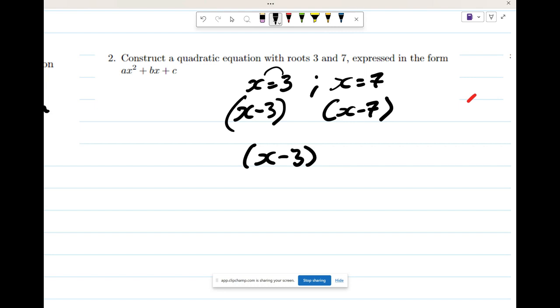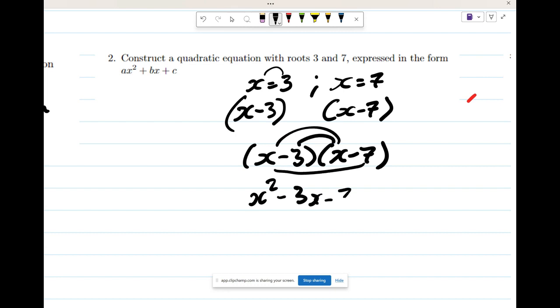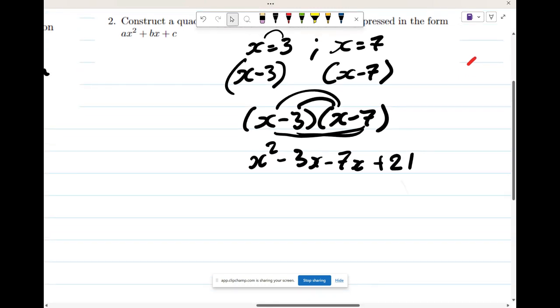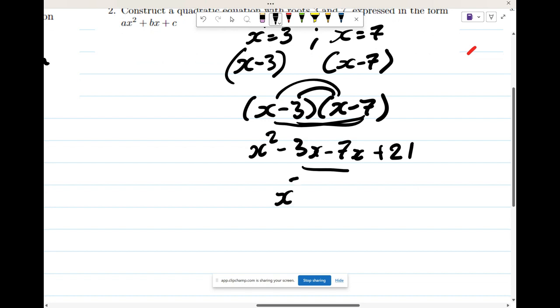So x minus 3 times x minus 7, that's going to be x times x is x squared, x times minus 3 is minus 3x, and minus 7 times x is minus 7x, minus 7 times minus 3 is plus 21. And we can add these together, so that's x squared minus 10x plus 21.